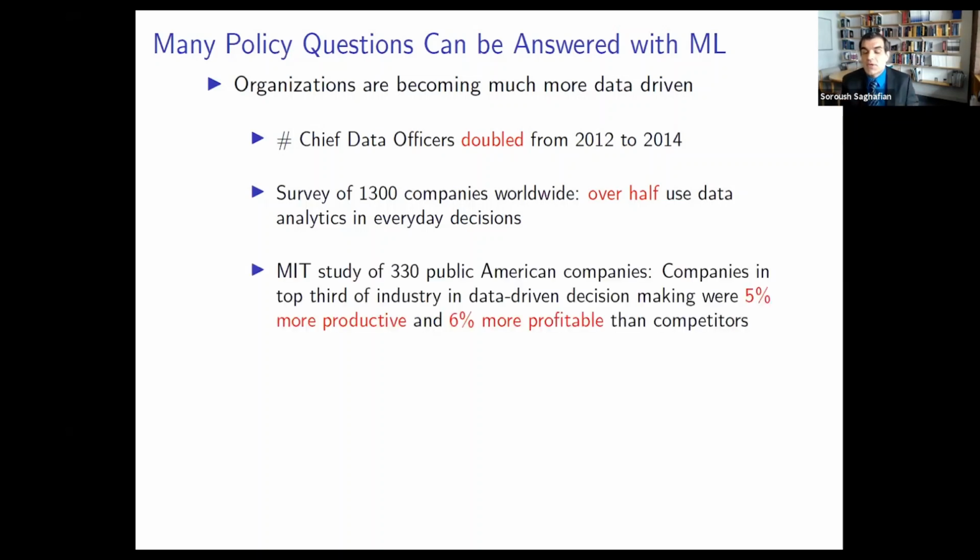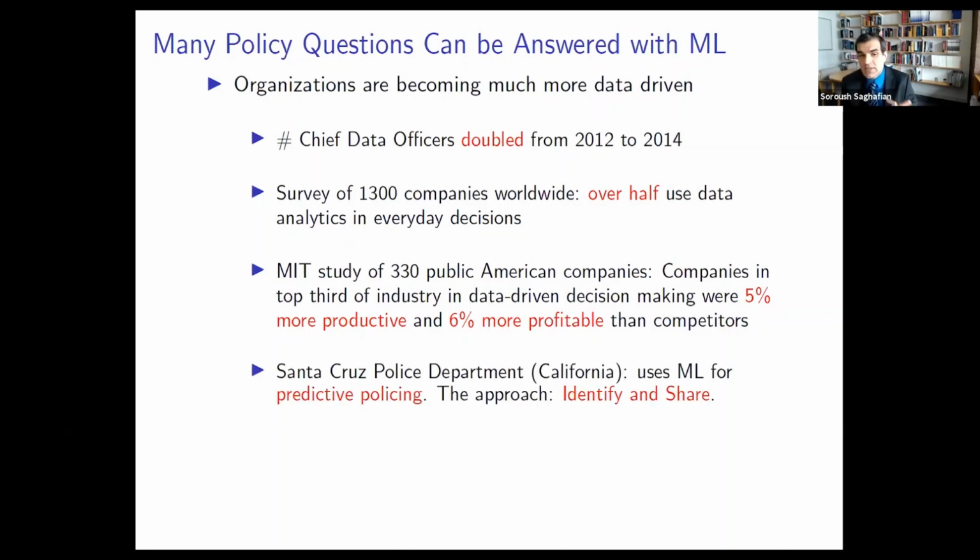There's a study by MIT of about 330 public American companies. It shows that companies that are in the top third of their industry in data-driven decision-making are about 5% more productive and 6% more profitable compared to their peers. So it's a fact that organizations are becoming data-driven. They're taking advantage of the data that is available to make them more productive, more profitable. And we're seeing the same sort of movement within the public sector.